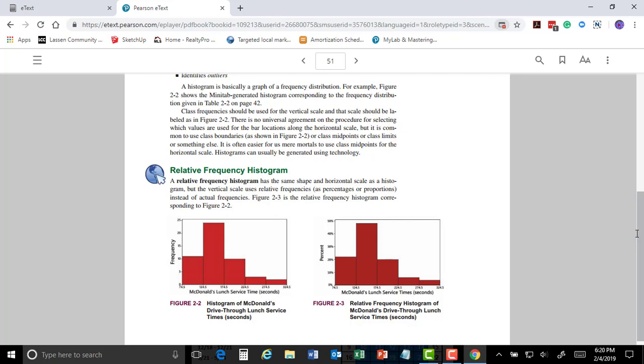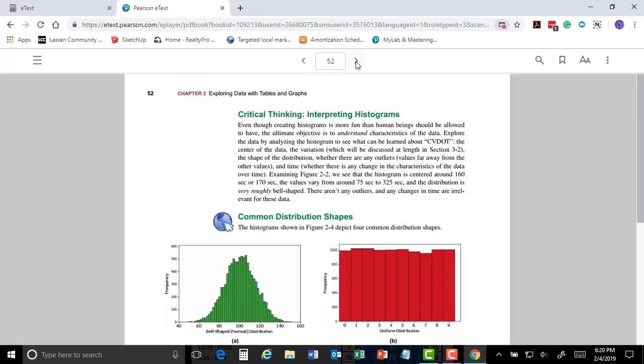Okay. So this is the histogram. This is the relative frequency. I try to make it harder, and I can't.